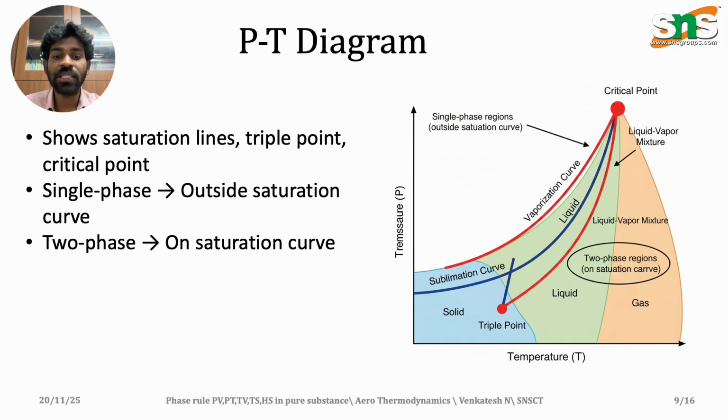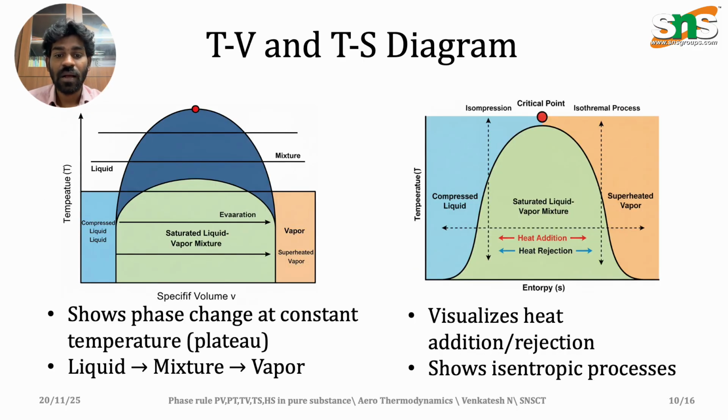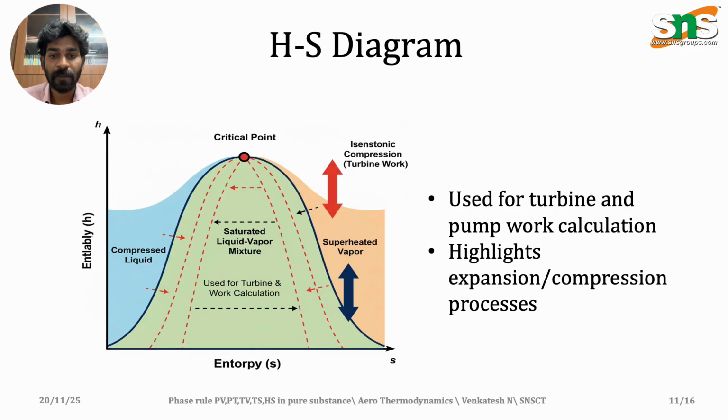Here also, the diagram is drawn between pressure and temperature. It shows the single phase and two phase regions, which are represented by the curve. And this is a graphical image of a pure substance drawn between specific volume and temperature, and entropy and temperature, with respect to the three phases: liquid, solid and vapor.